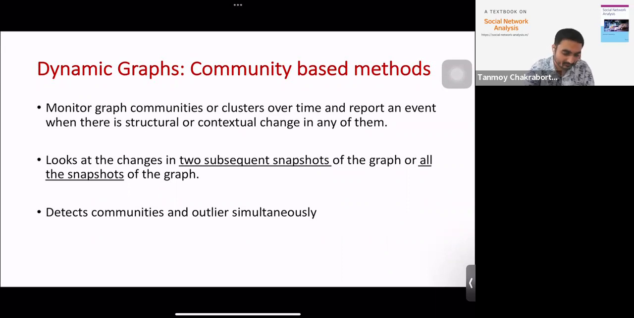Okay, so what's the task here? Monitor graph communities or clusters over time and report an event when there is a structural or contextual change in any of them. It looks at the changes in two subsequent snapshots of the graph, or all the snapshots of the graph. It detects communities and outliers simultaneously. Okay, now let's see.